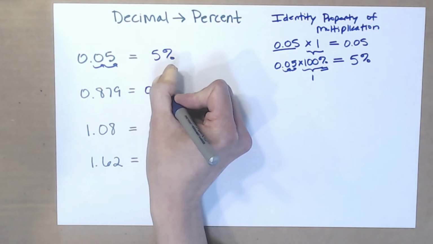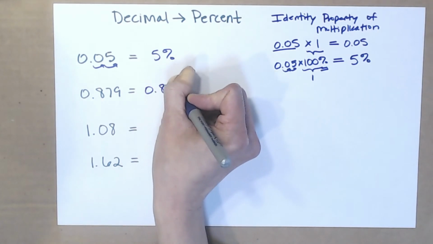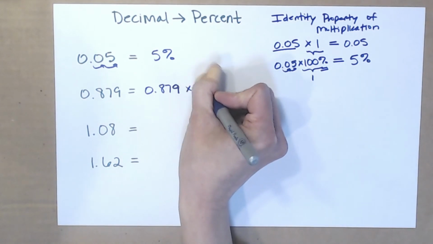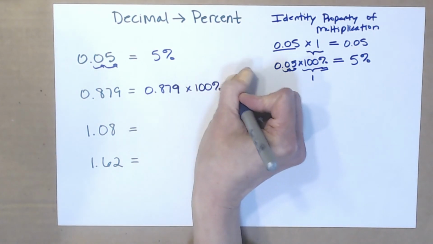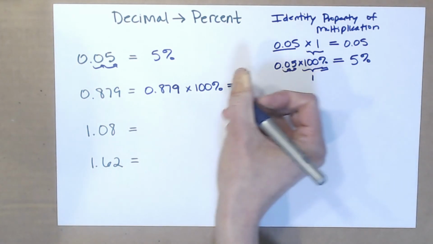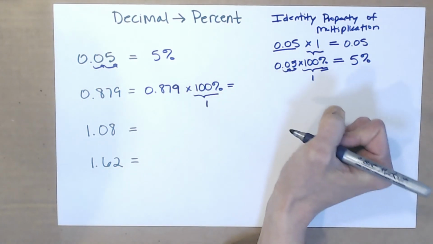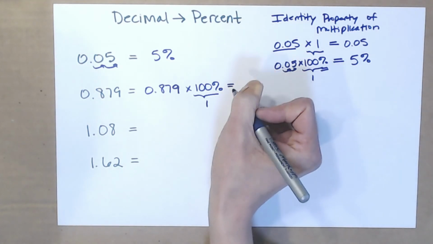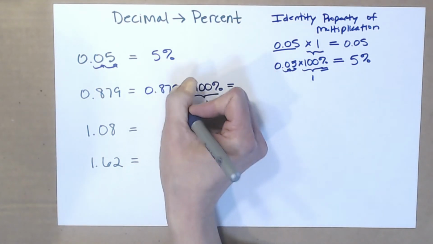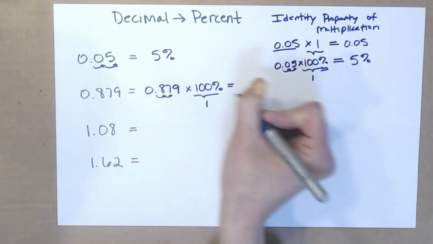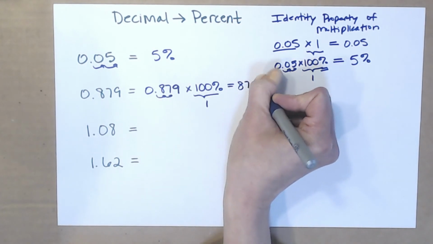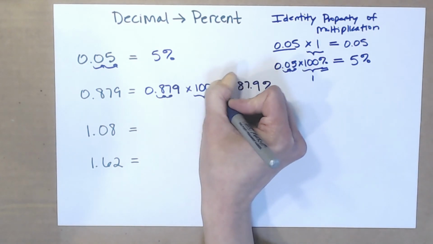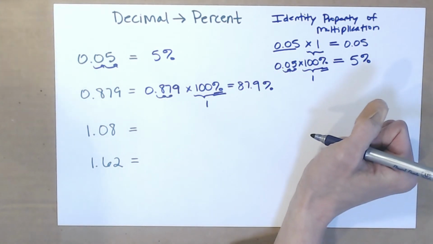So we can use the same logic on this next one. We take 0.879 and we multiply it by 100%. We want to get a percentage, so we're going to multiply it by 100%, which we know is just multiplying by 1. So we're not changing our number. And now, multiplying by 100%, we move the decimal 2 to the right, get 87.9, and our answer is a percentage because we're multiplying by that percentage.